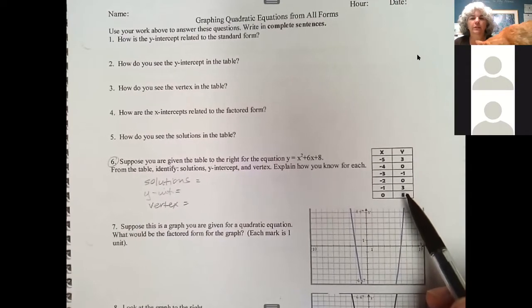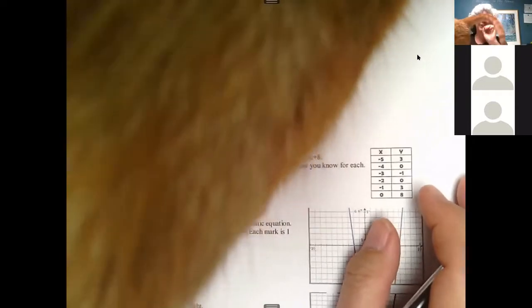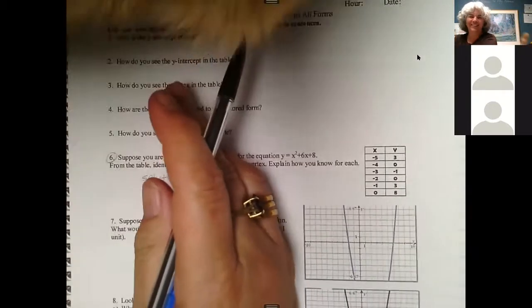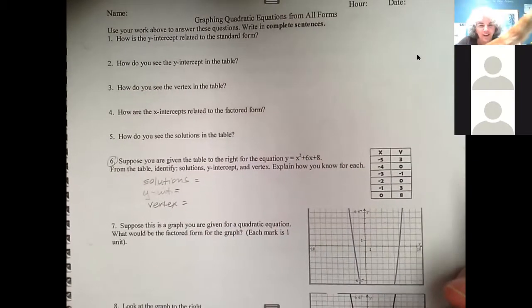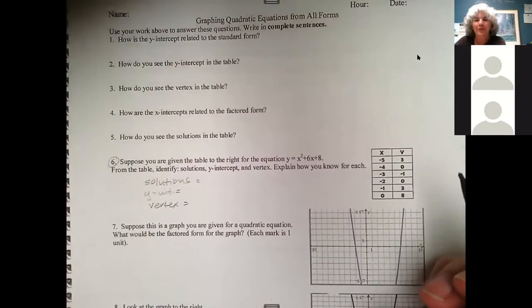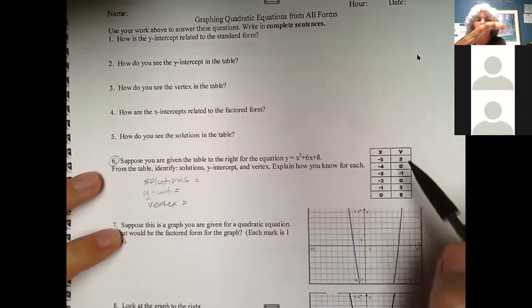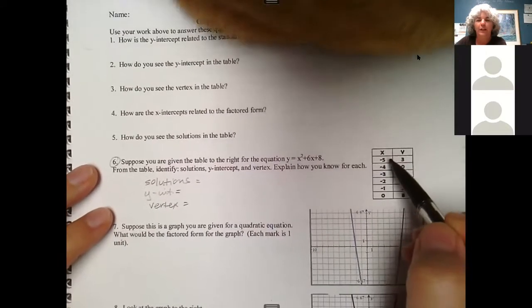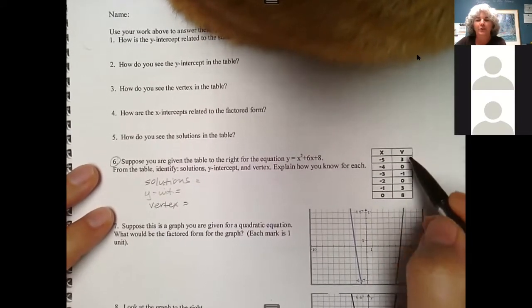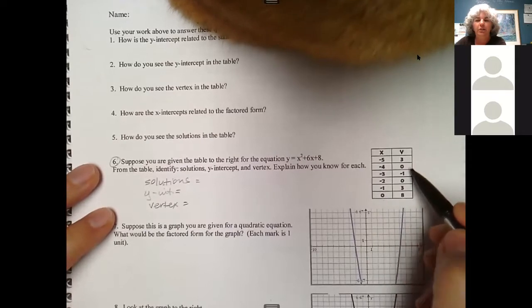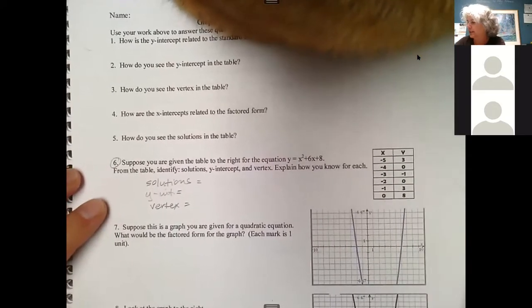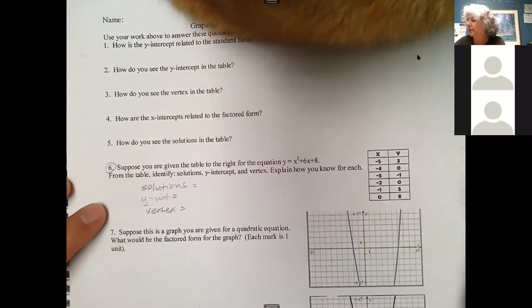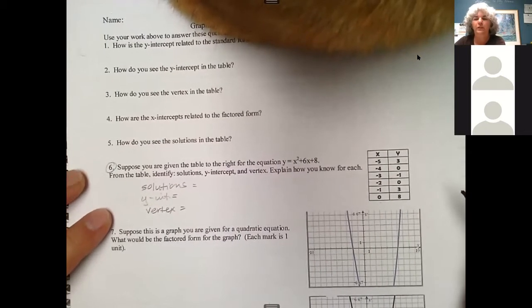So solutions. Okay. Vertex, let's find the vertex. So let's look at this, what's happening in this table. We've got it going from -5 to 0. So it goes 3, then down to 0, then down to -1, 0, 3. Oh, this is very similar to the question that we just did. So looking here, where do you think we would see the solutions, either one of you?